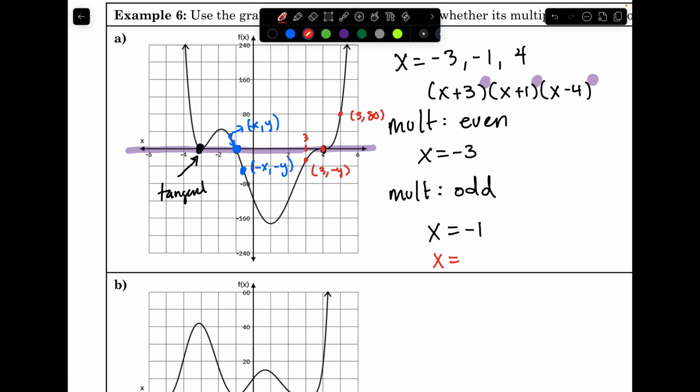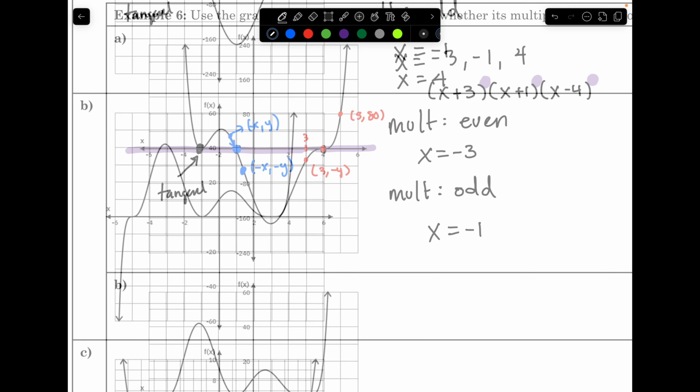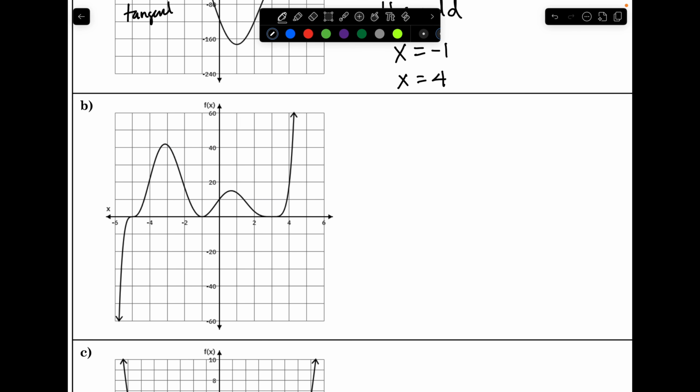So x equals -4 is also going to have an odd multiplicity. So let's look at this example now. Let's first identify our x-intercepts. I'm going to do all in blue. We have one right there, x equals -5, our x-intercept right there at -1, and then another one right there at +3. So which one has an even multiplicity, and which one is going to have an odd multiplicity?